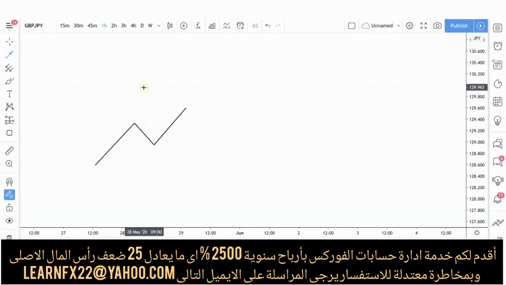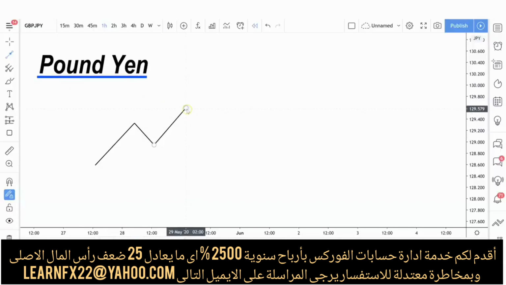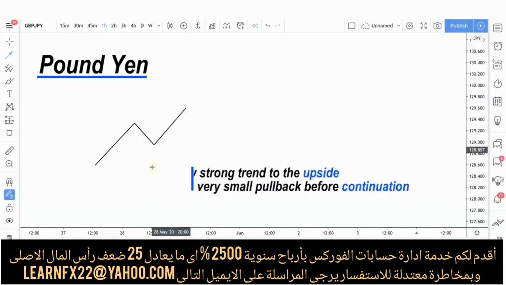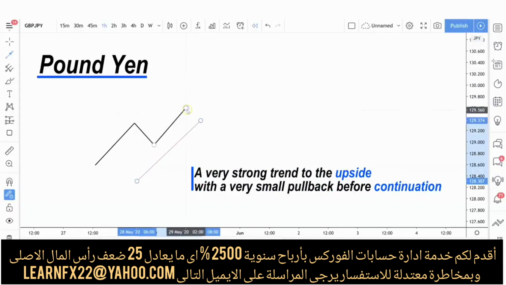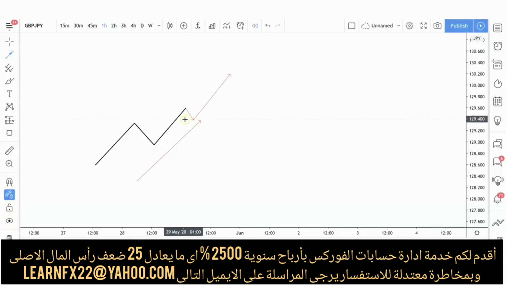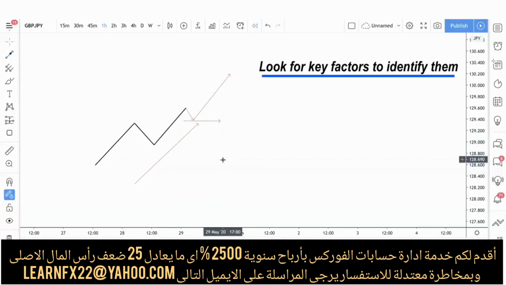And the first one that we're going to look at today is on pound yen. And that is a very strong trend to the upside with a very small pullback before a continuation. Now, we never know when the pullback is a true pullback. So we have to look for key factors to identify them.